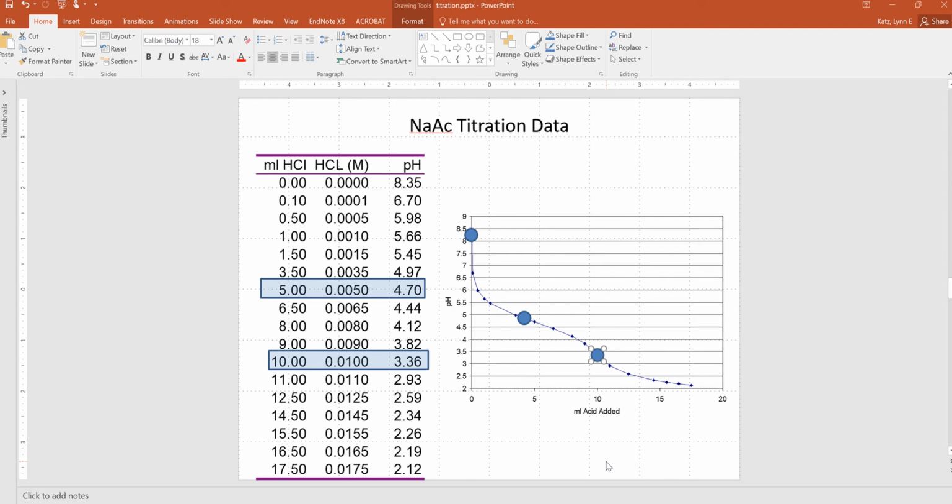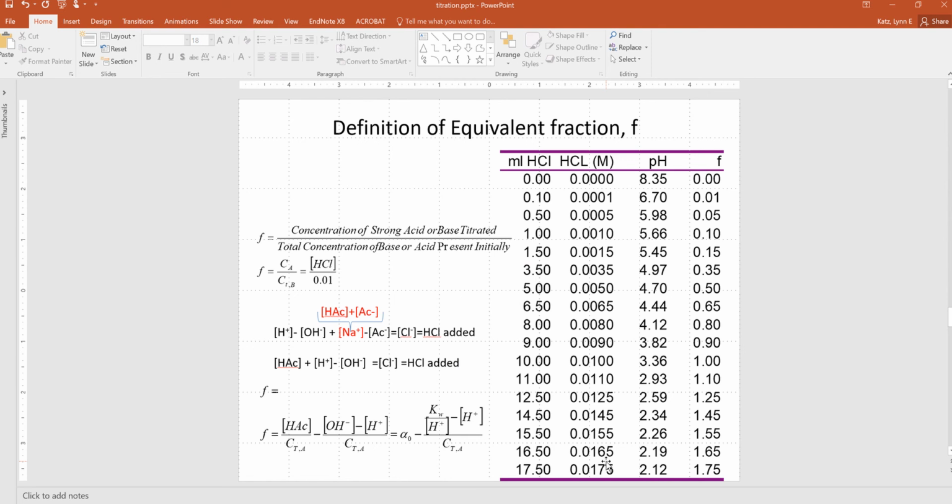The other thing that's kind of an interesting thing to do is to define what's called the equivalent fraction. So now I'm just taking the same data that we just saw, milliliters of acid added, moles per liter using M1V1 equals M2V2, pH that we determined based on solving the acid-base problem. And I'm going to define something called F. And this term F is the equivalent fraction.